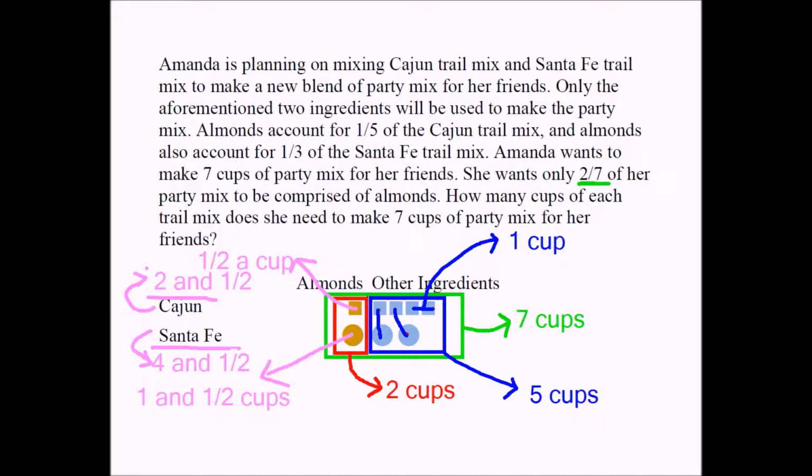So the answer, my answer is 2.5 cups of Cajun in the red rectangle and 4.5 cups of Santa Fe in the other red rectangle. So these are my answers.